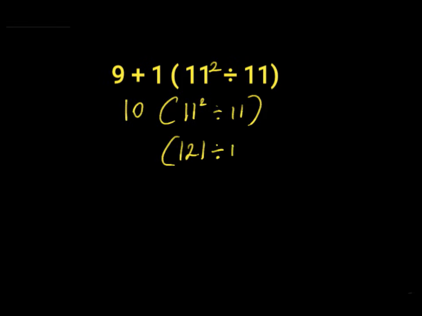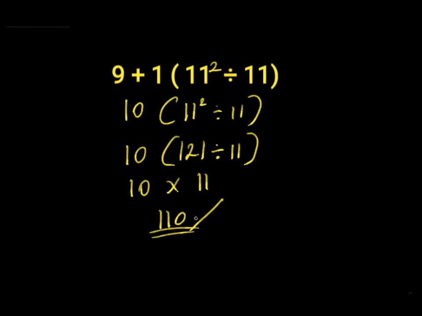121 divided by 11. Then we'll put our 10 here. We are seeing our parentheses. 121 divided by 11 will give us 11. Then we have 10 times 11. 10 times 11 will give us 110.